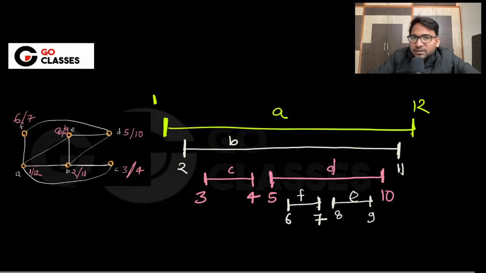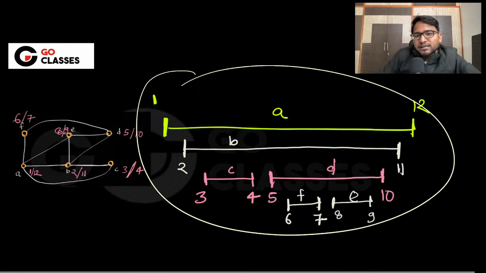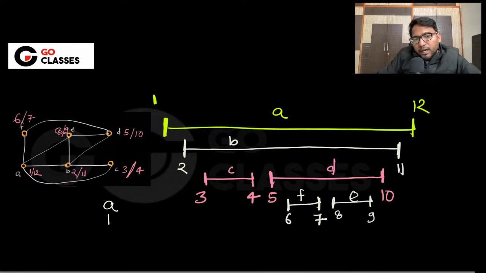Now, as you know, this A is covering all, which means A is a parent of all. From A, there is B. Then B has two children, which are C and D.